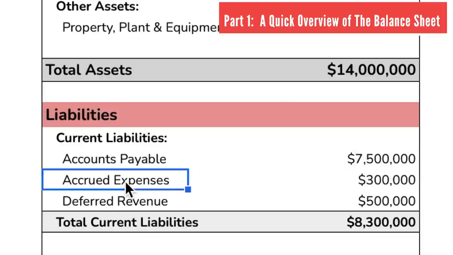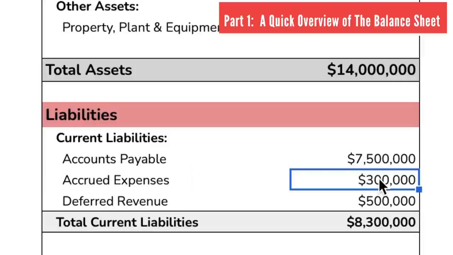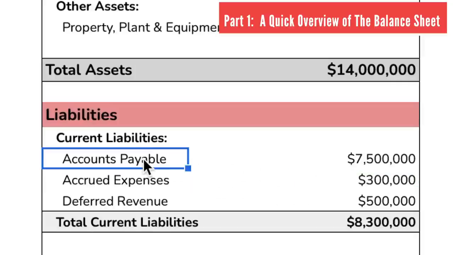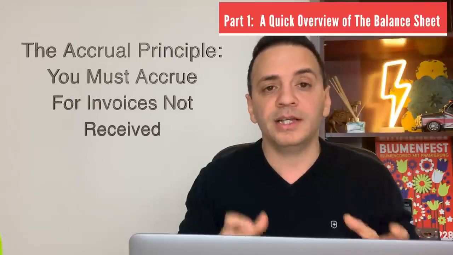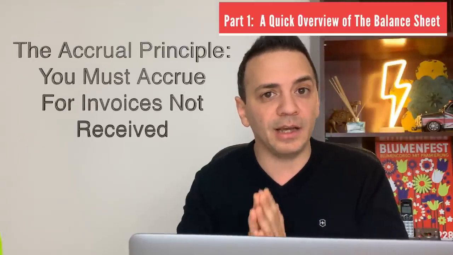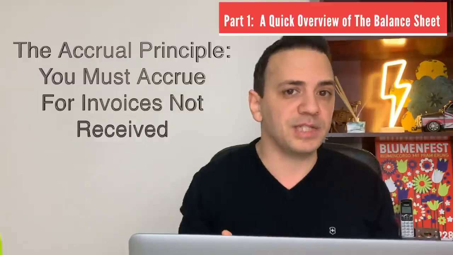And then you have accrued expenses, and these are all of the other expenses that the company hasn't yet booked as payable, but based on the accounting accrual principle, the company needs to accrue for any liability or obligation that it hasn't received an invoice for.